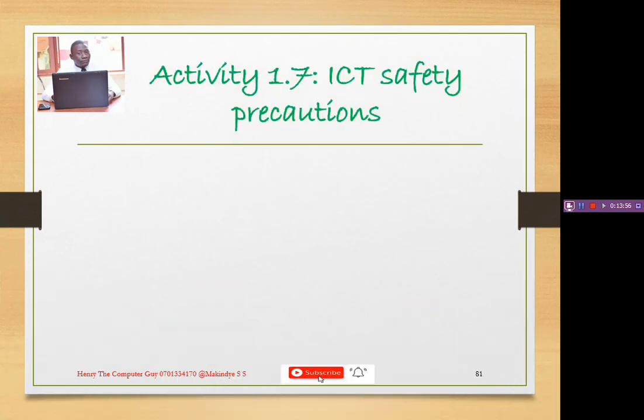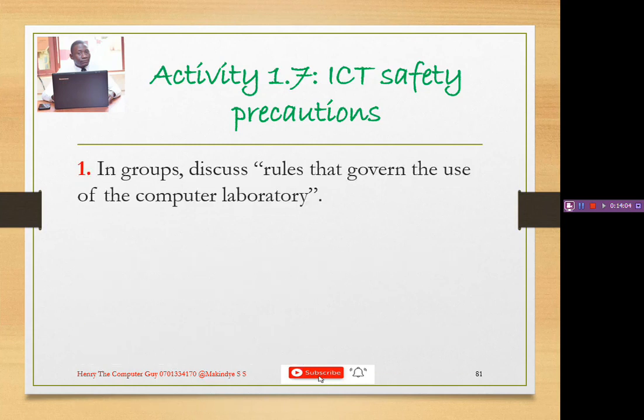And we have an activity which is 1.7, and it is all about ICT safety precautions. Question 1 is telling us that in groups, discuss rules that govern the use of the computer laboratory. I think we have summarized some of them. You can still add on yours, but we have talked about some of them.